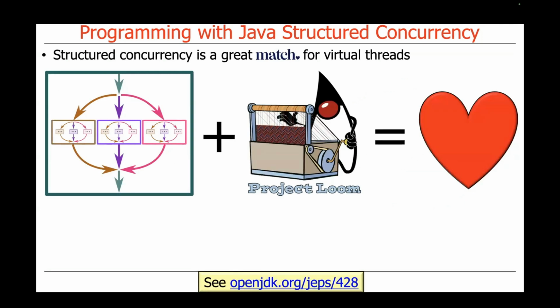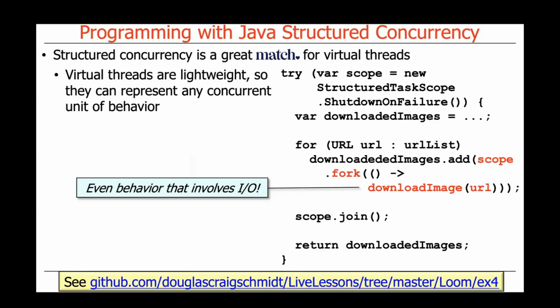It would come as no surprise that structured concurrency is a great match for virtual threads because we have the ability to have many, many lightweight virtual threads that can run within these scoped groupings using the structured concurrency model. Because virtual threads are so lightweight, they can represent any type of concurrent behavior. You can have tasks that are compute bound. You can have tasks that are IO bound. There's an example that we'll take a look at that involves IO bound tasks where we do things like download images from remote web servers.